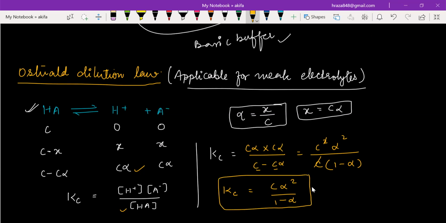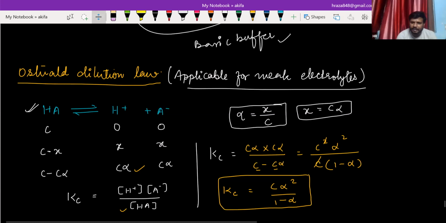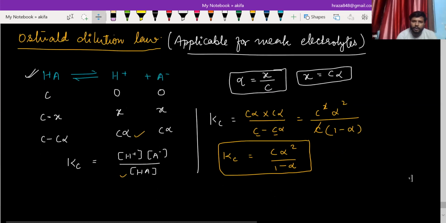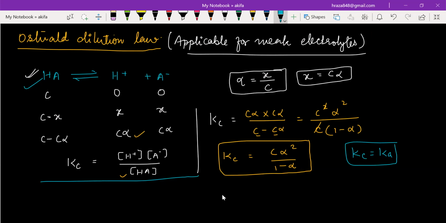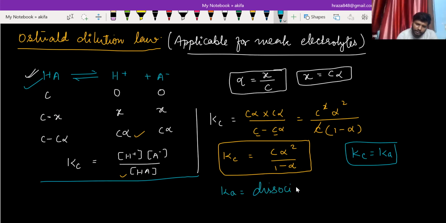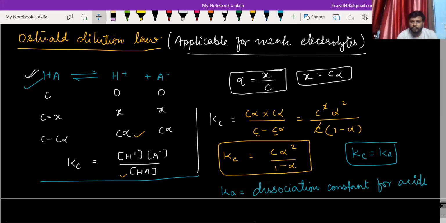Yes. Now this Kc is basically Ka, because if you are doing it for an acid, this Kc is basically Ka. Kc is the equilibrium constant, Ka is the acid dissociation constant. Are you getting my point? So can I replace this with Ka? Ka is the dissociation constant for acid. Just concentrate here. Dissociation constant for acid.